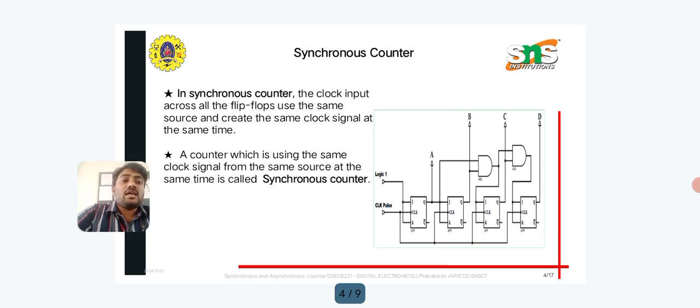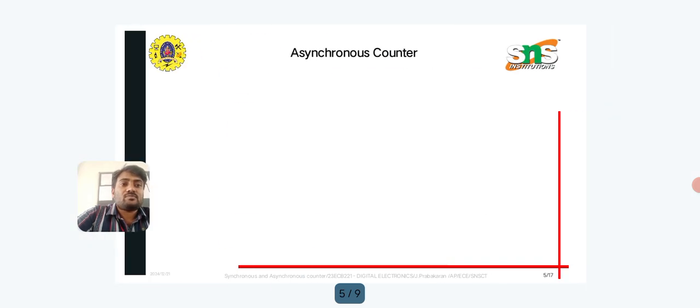Here you can see one example of a synchronous counter. When we apply the clock signal, A, B, C, D will be generated simultaneously.